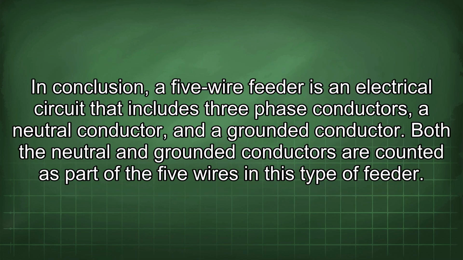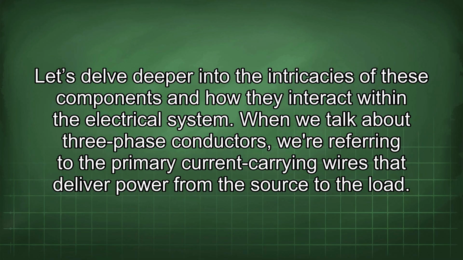In conclusion, a 5-wire feeder is an electrical circuit that includes 3-phase conductors, a neutral conductor, and a grounded conductor. Both the neutral and grounded conductors are counted as part of the 5 wires in this type of feeder. Let's delve deeper into the intricacies of these components and how they interact within the electrical system.